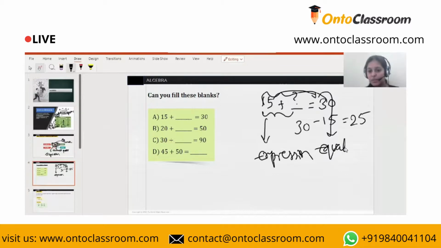We'll come to this point: what are equations? We can solve these in a similar manner. The value here will be 50 minus 20, that is 30. 90 minus 30 will be 60, and 45 plus 50 will be 95. So it's simple.